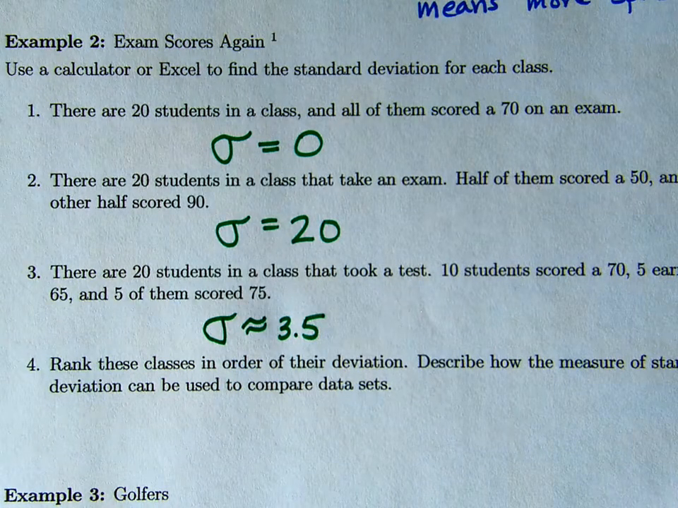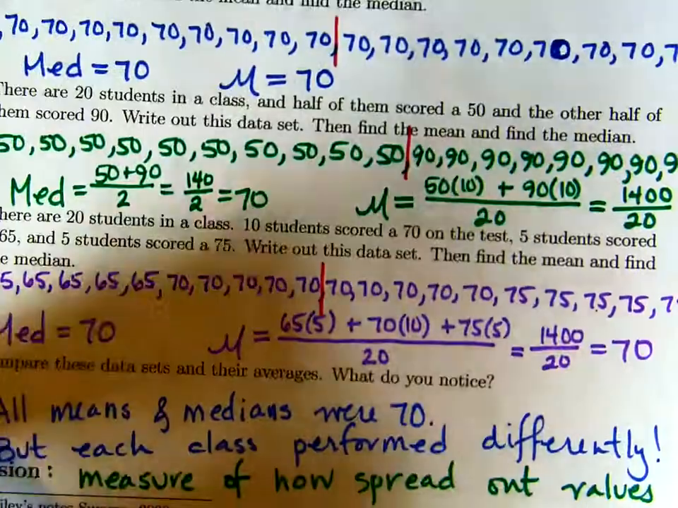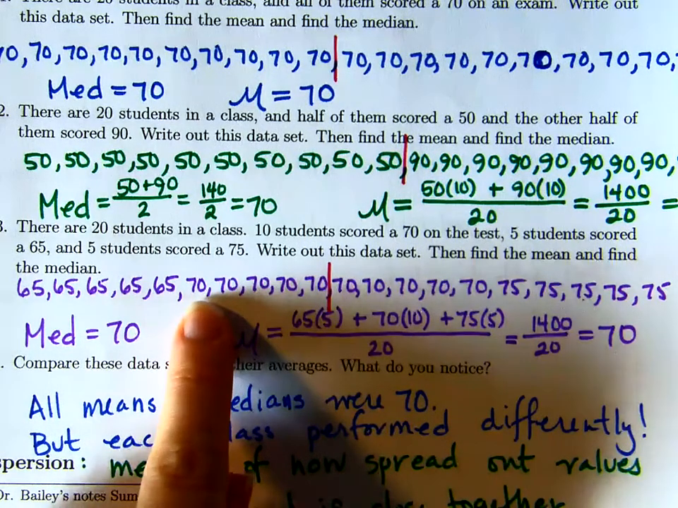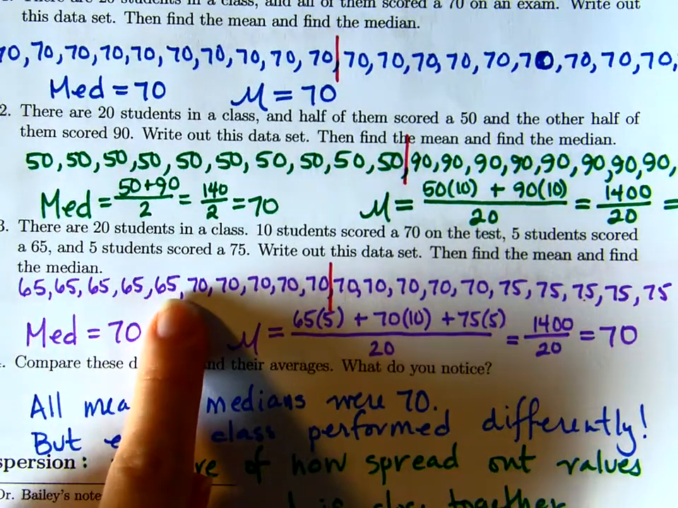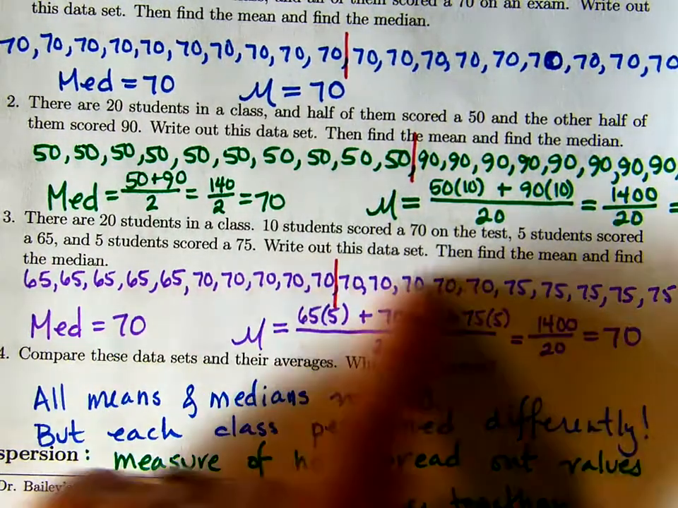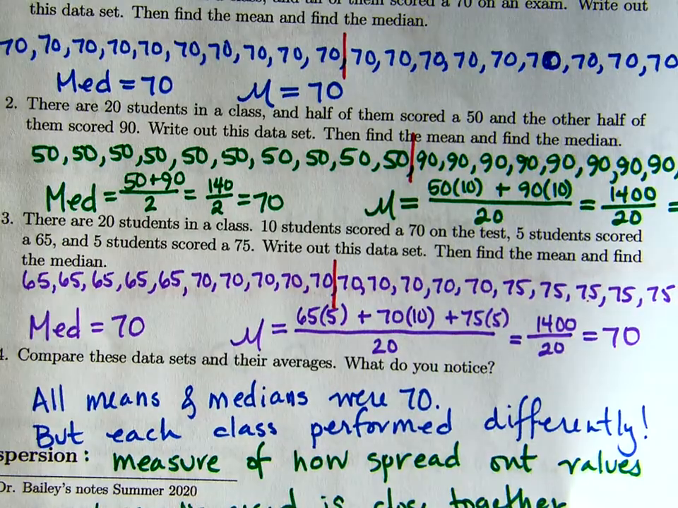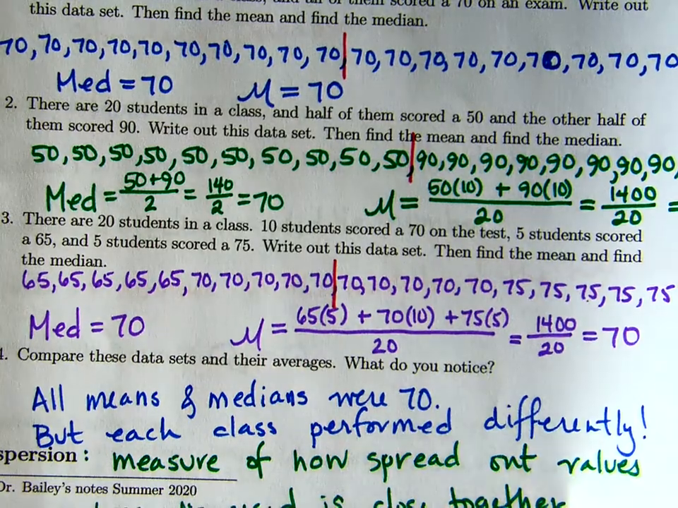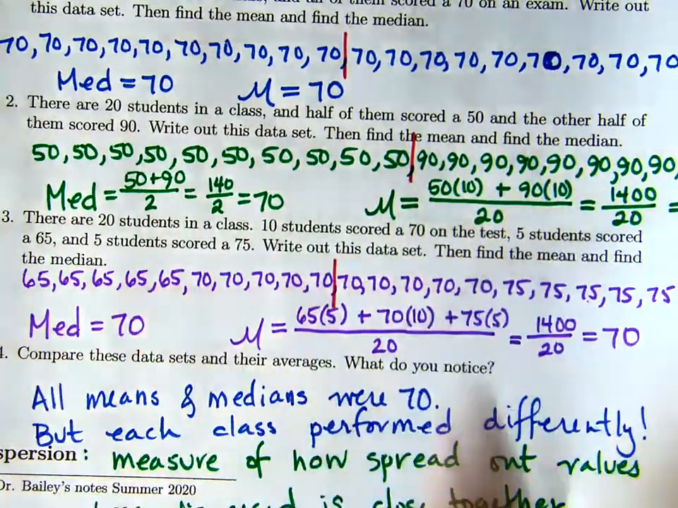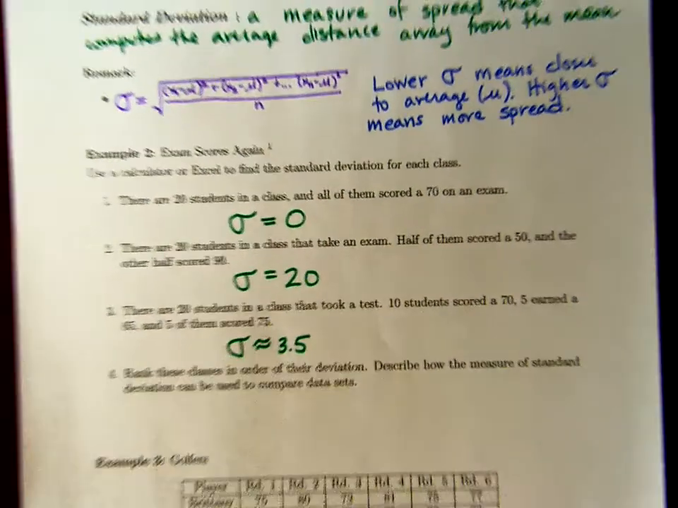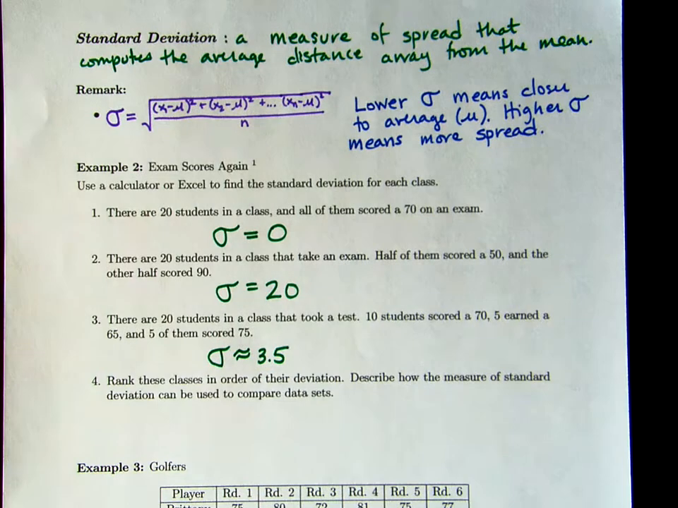And if we look back, here's what we see. 10 of them scored exactly average. 5 of them scored 5 points below average. 5 of them scored 5 points above average. And so the average distance to the mean is about 3.5, because these are all zeros. So this is computing something very similar to the average distance away from the mean, about 3.5.